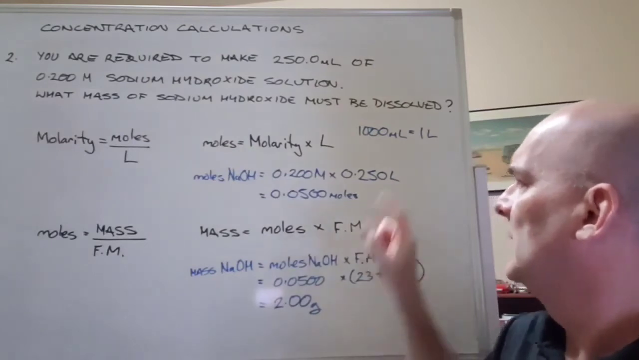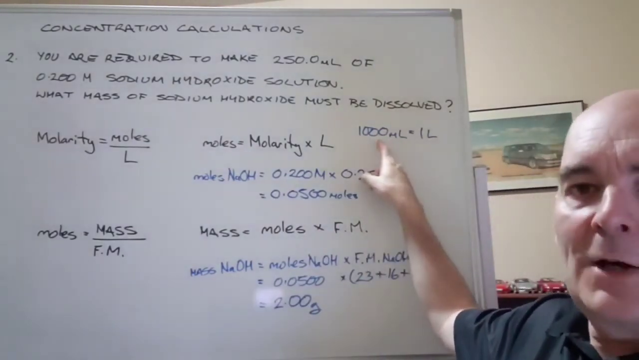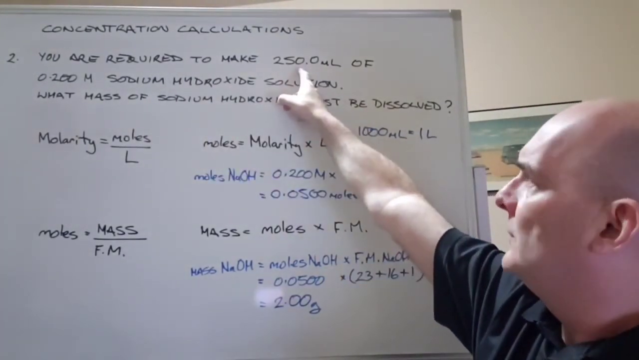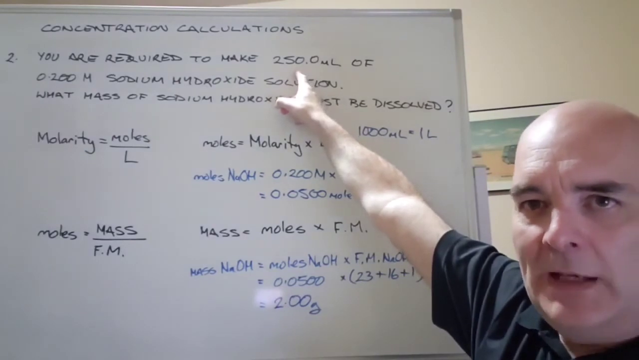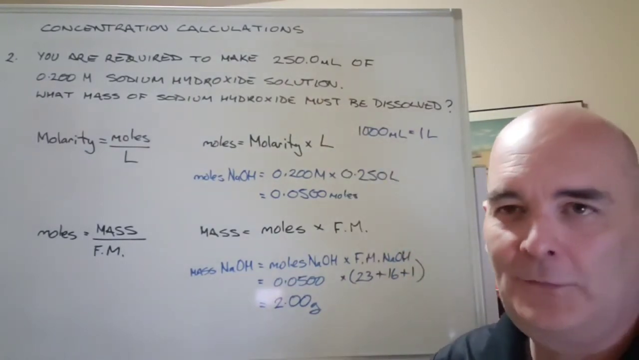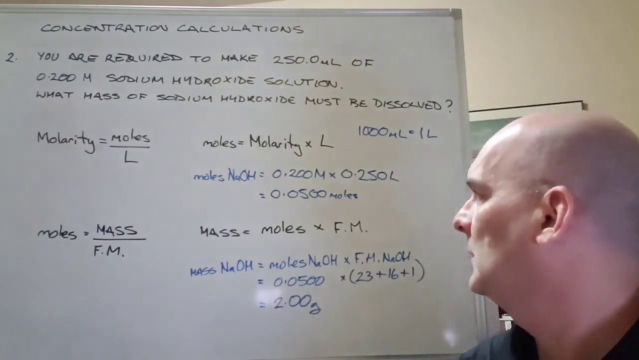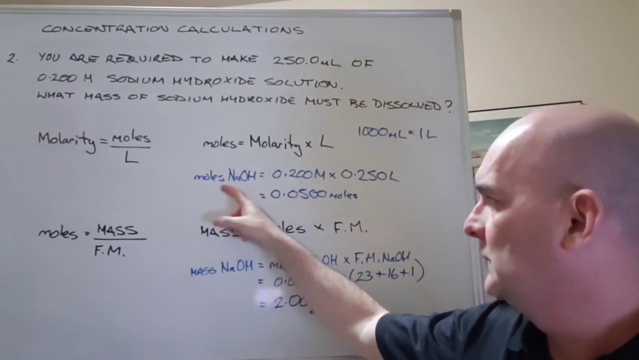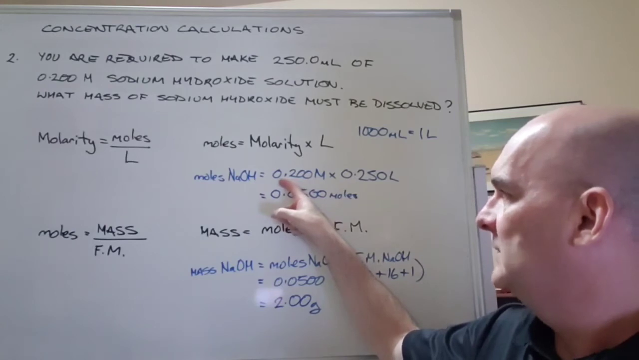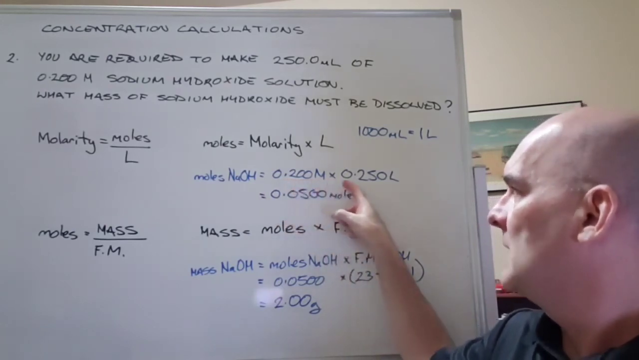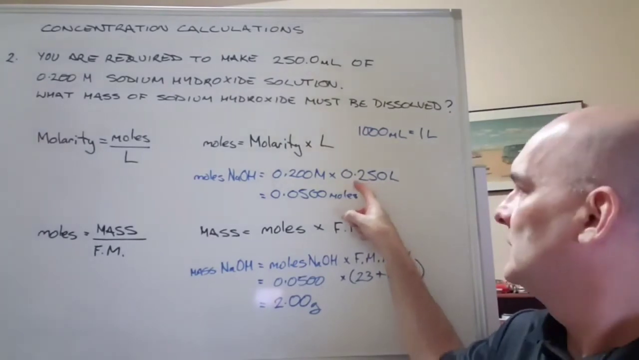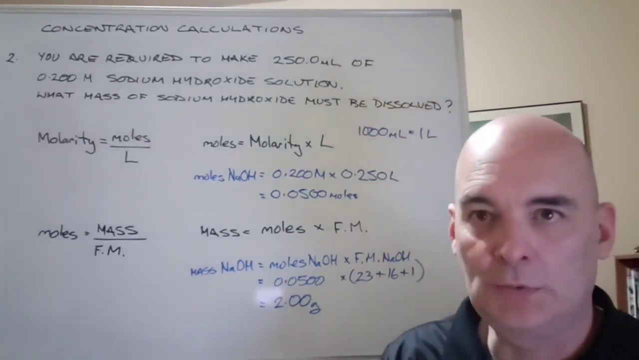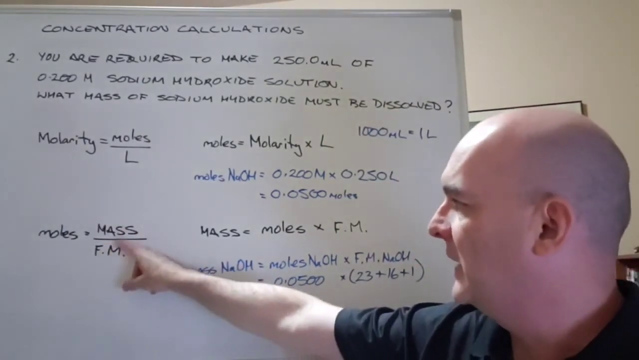Moles is molarity times liters. And remember, there's 1,000 milliliters in a liter. I only have 250 milliliters of solution to be made. 250 milliliters is a quarter of a liter, 0.250 liters. So the moles of sodium hydroxide required to make that solution are equal to its molarity, 0.2 moles per liter, times its volume in liters, 0.25 liters. That is 0.05 moles. Now moles equals mass divided by formula mass.